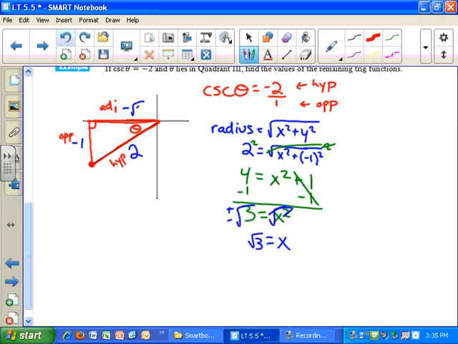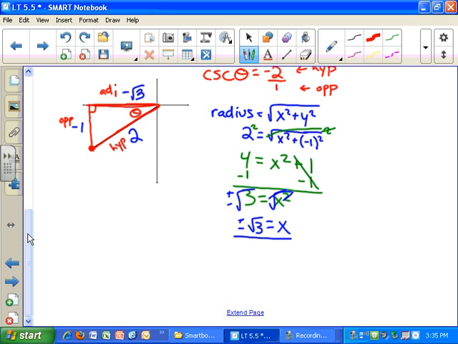I know that it had to be a negative value, so the adjacent side is going to be negative square root of 3. So now we have to use that work to find the remaining trig functions. So we already know cosecant. So if I'm going to set up my work down here, we need to find sine of theta, cosine of theta, and tangent of theta.